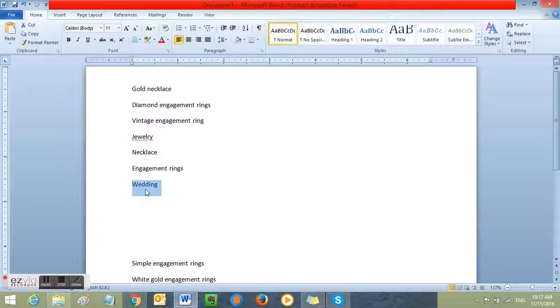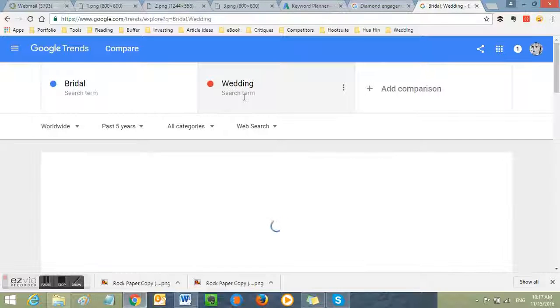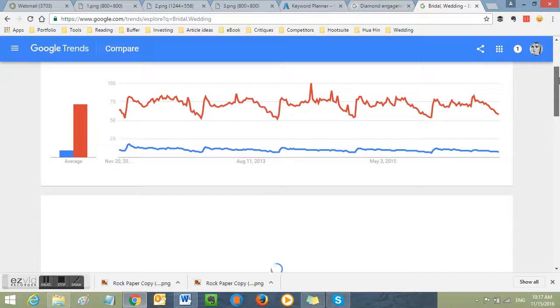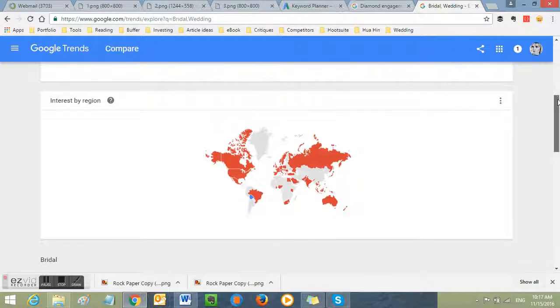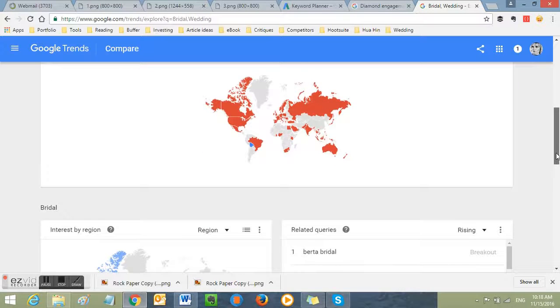Wedding. It's wedding, not weddings. So I have to remember about the correct form, plural or singular, because it can make a huge difference in search results. Quite good, not as good as bridal, but we're going to, no, actually no. Wedding is much better. Now we're going to see the list of the countries. So definitely USA is included, all those key areas as well. Canada, perfect.